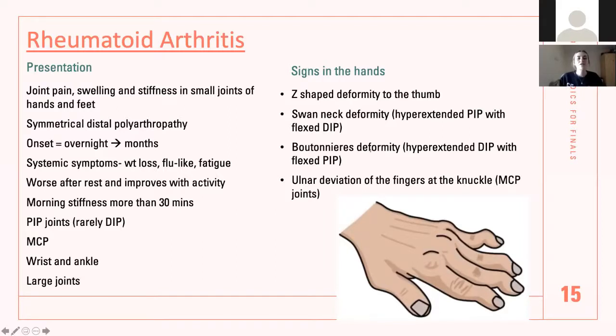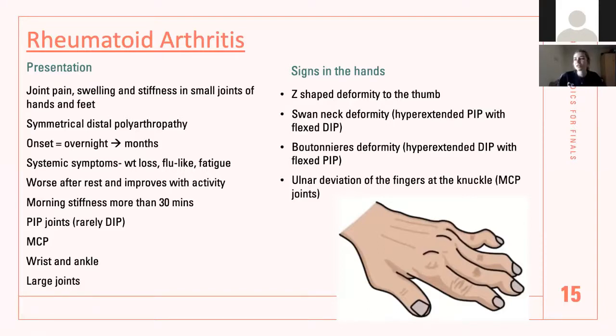Rheumatoid arthritis is normally worse after rest, and it normally improves with activity, which is different to osteoarthritis. The morning stiffness would also last more than 30 minutes, and the PIP joints are most commonly affected, along with the MCP, wrist and ankle, and large joints.